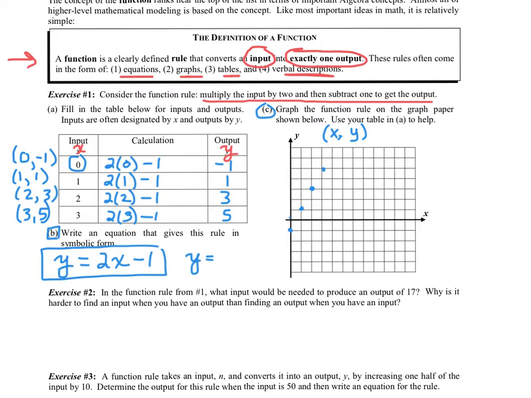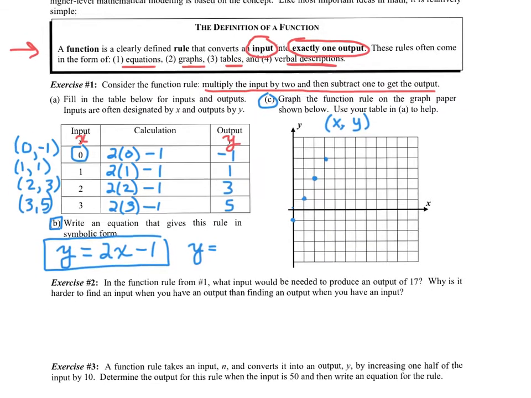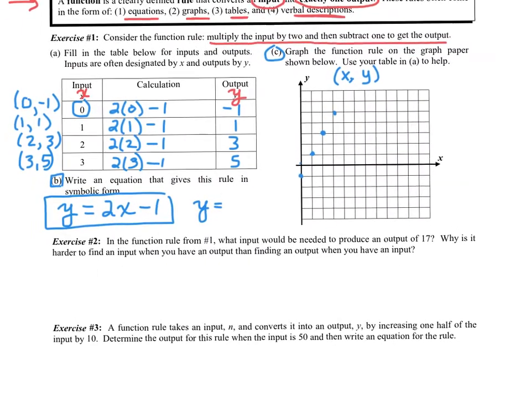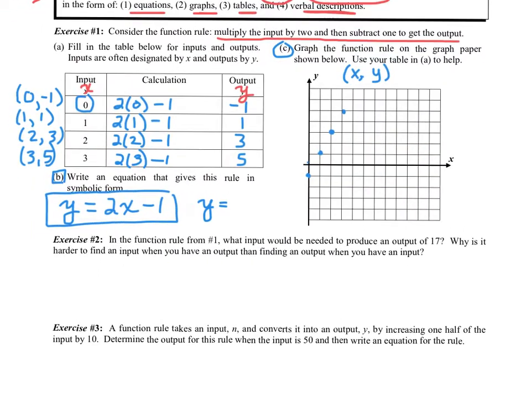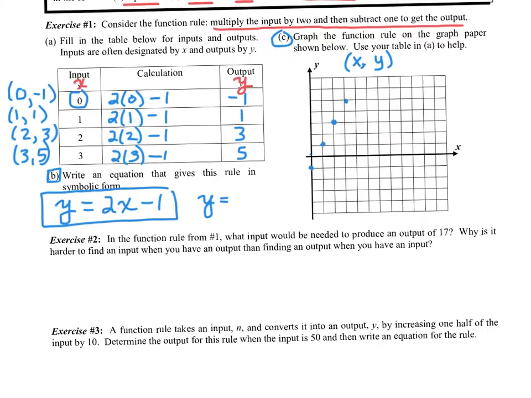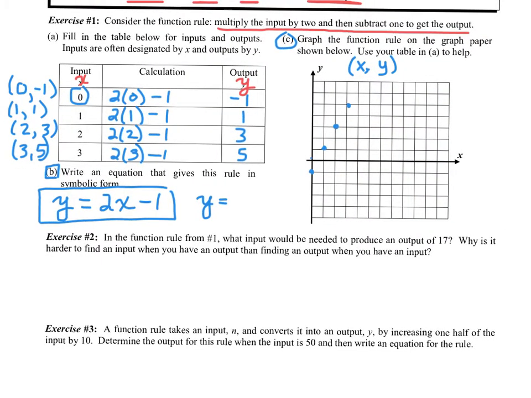Question 2, or exercise 2 here says, in the function rule from above, what input would be needed to produce an output of 17? So let's see, if I needed an output of 17, I could keep going in my table and keep counting up: 3, 5, 7, 9, 11, 13, 15, 17. I could figure it out that way. I could kind of work backwards.